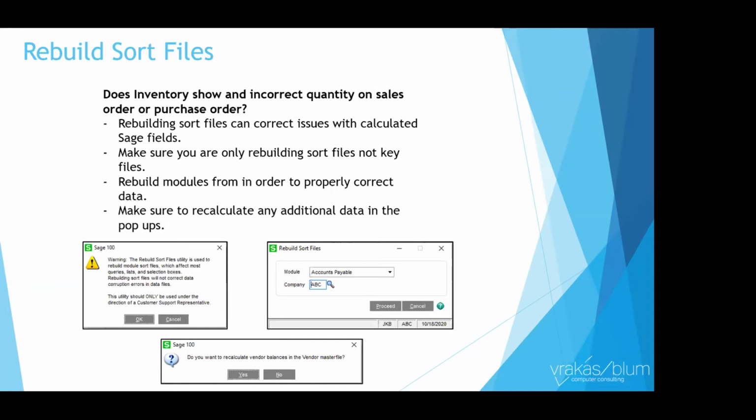When you're rebuilding each of the different modules, you'll get pop-ups saying, would you like to recalculate the vendor balances? Would you like to recalculate warehouse value on hand, that kind of thing? Just go ahead and click yes, because all this is doing is looking at other tables' data and redoing a calculation. Pretty safe, pretty straightforward.